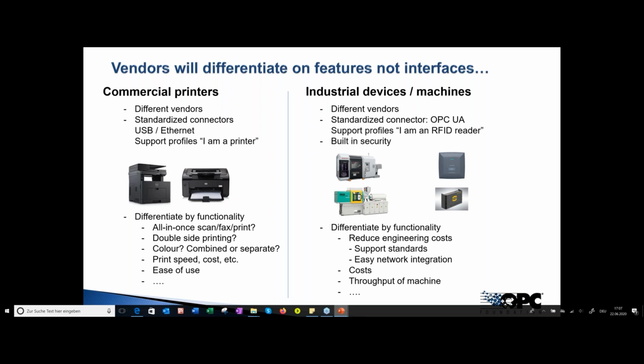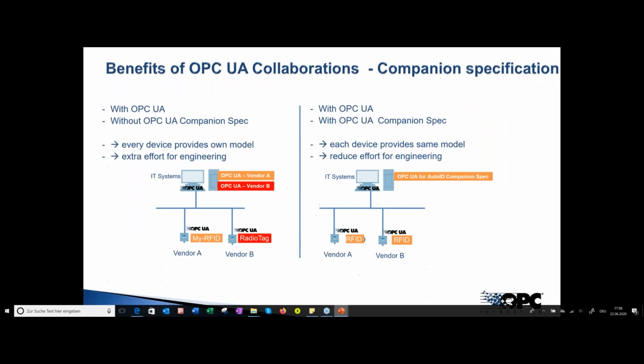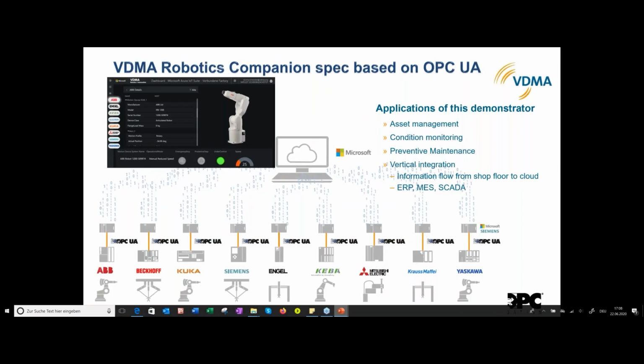And still the devices and machines can differentiate with much better support, faster production, cost, throughput, and so on, or producing more precisely, whatever you believe in. Just as one example, this was a demonstrator which has been built up by colleagues from VDMA. And the VDMA is one of our partner associations, key players in the market. And they will do a separate presentation on Thursday.